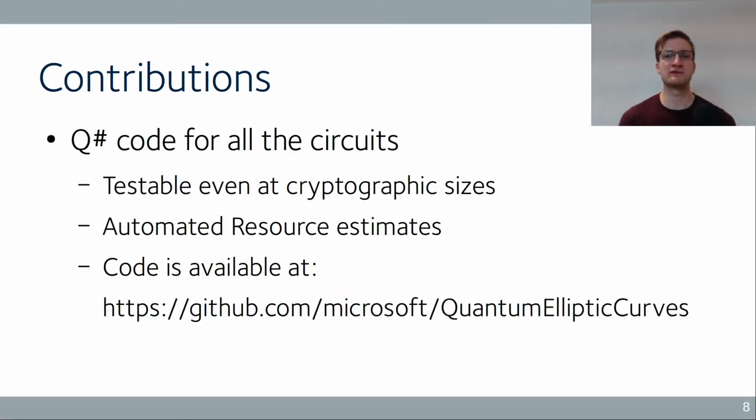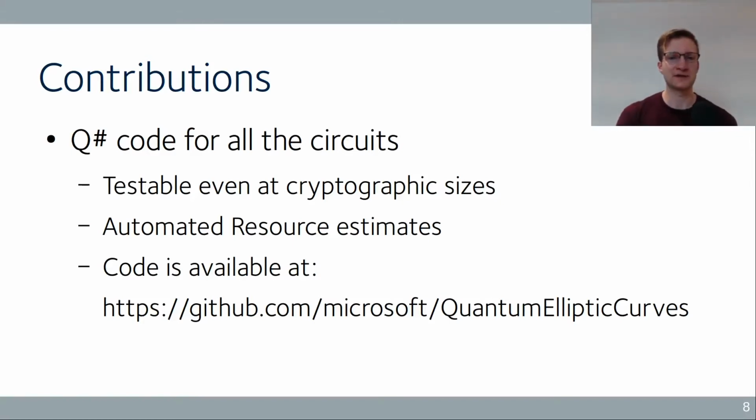The other thing we have is Q-sharp code for all of the circuits. And Q-sharp lets us test them even at cryptographic sizes. The reason we're able to do this is because we're only considering this classical middle part of Shor's algorithm, so we can simply consider the qubits as being zeros and ones because they never need to be in superposition. Once we have all this, we can test our circuits and then run automated resource estimates. And Q-sharp is pretty good at being smart about these resource estimates.